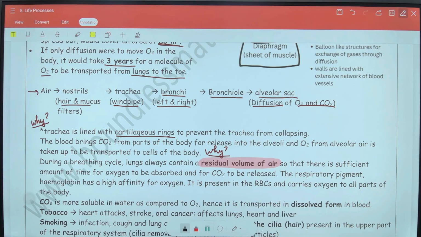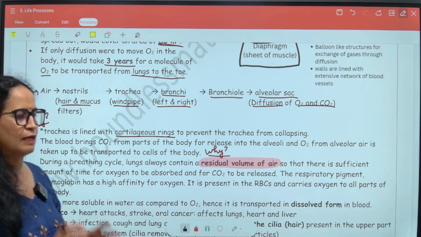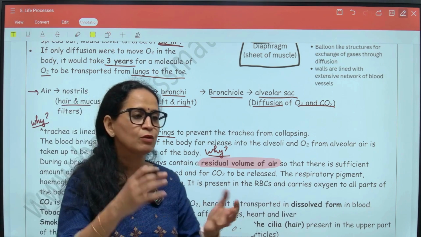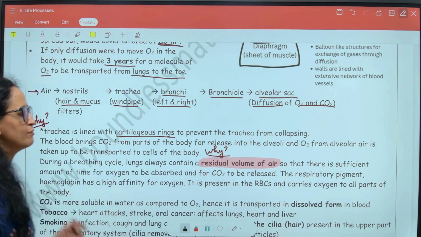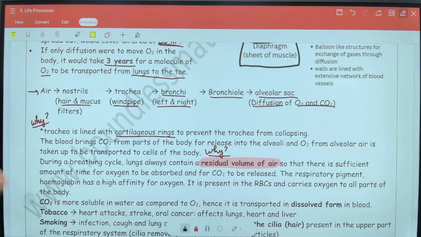So that there is sufficient time for oxygen to be absorbed into the bloodstream and for carbon dioxide to be thrown out into the alveoli. So that's why there is always some kind of residual volume of air present in the alveoli. When we exhale, we don't throw out all the air present in our lungs. Alveoli do have some residual volume, so that this process of exchange of gases remains continuous and it keeps on going on, right?